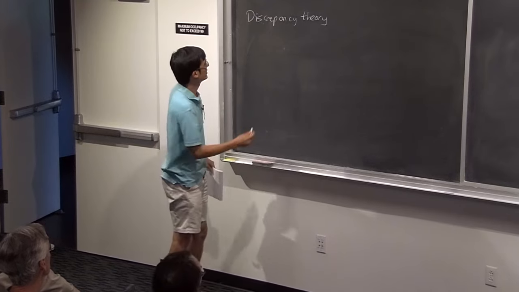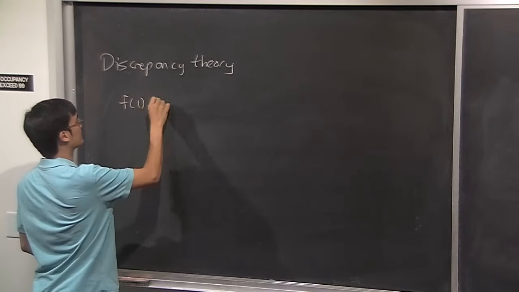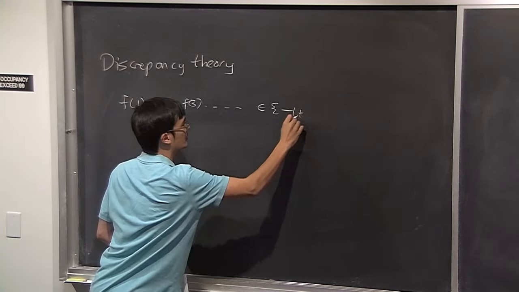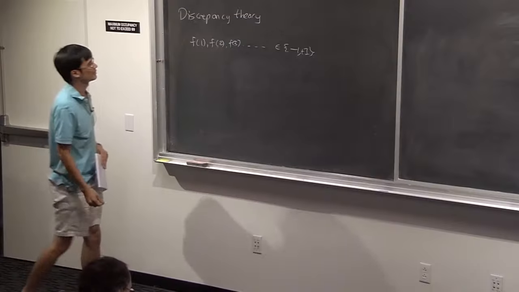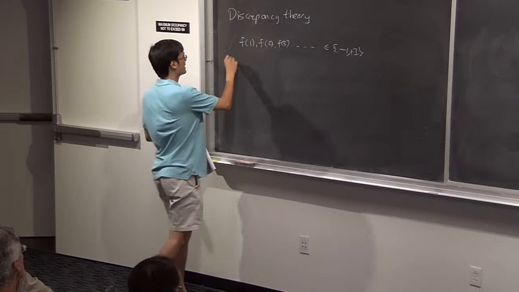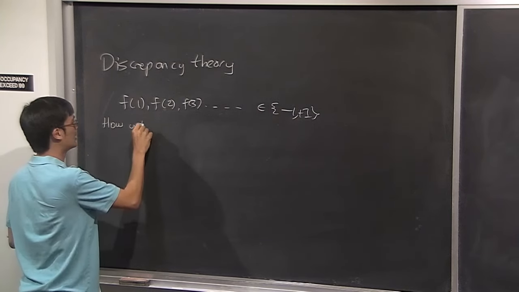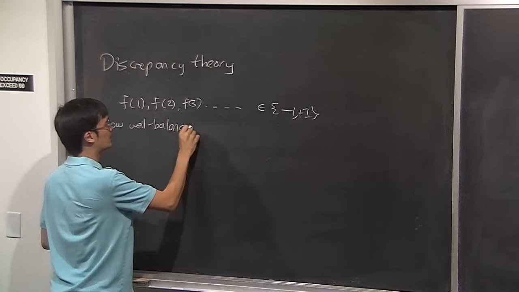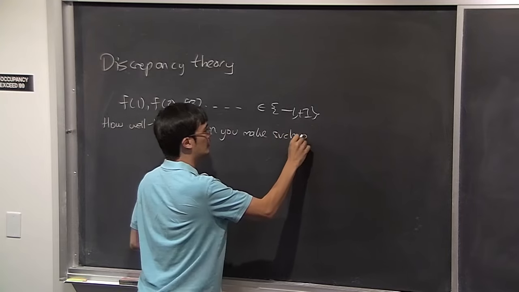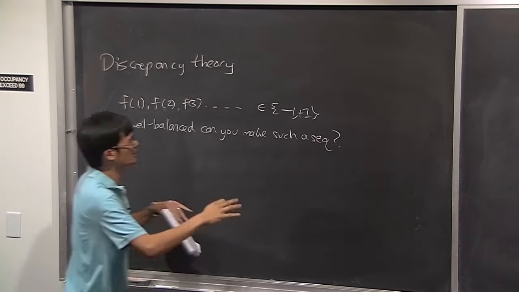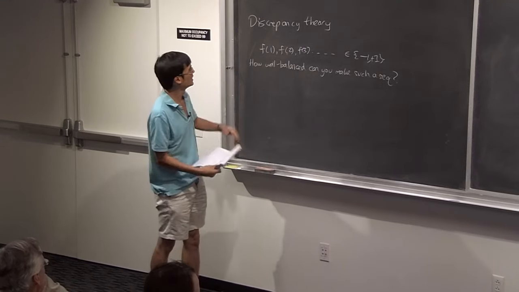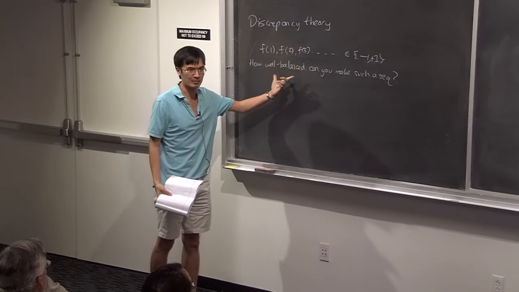So for instance, you can consider plus or minus one sequences. Suppose you have a sequence of numbers which are either minus one or plus one, so some signs, and you want to make this sequence sort of roughly, so the rough question is of how well balanced can you make such a sequence? Like you want the minus ones and plus ones to be very equally distributed in some sense. Now, of course, this is not a well-defined question because I haven't told you what well-balanced means.